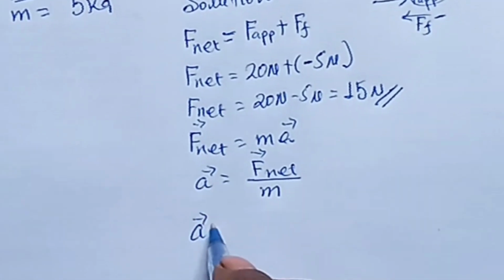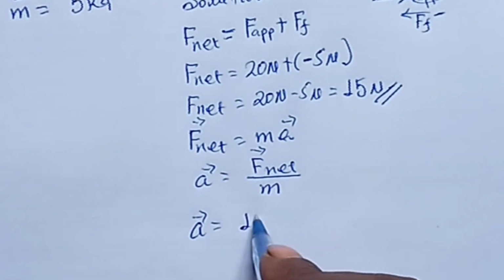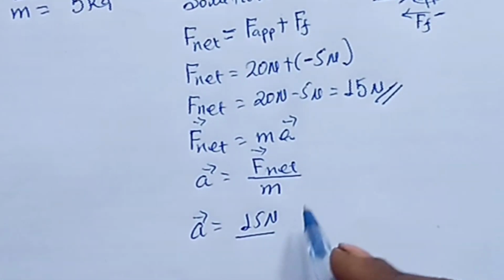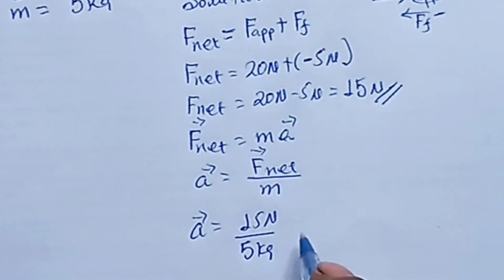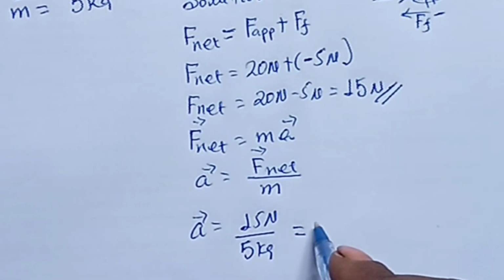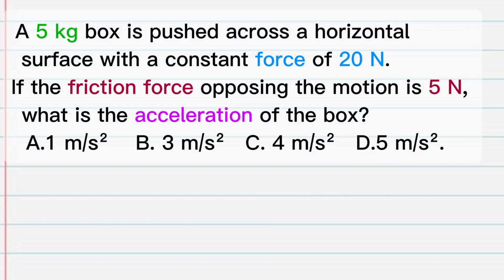So acceleration is equal to net force, 15 Newton, divided by mass of the object, 5 kilogram, which is equal to 15 divided by 5, which is 3. So acceleration is equal to 3 meter per second square.